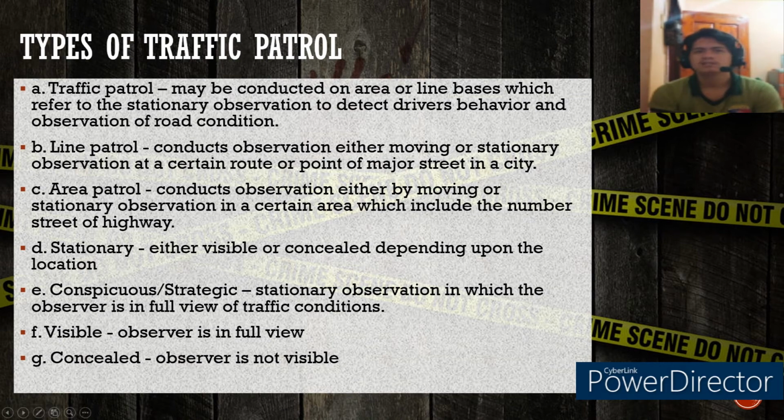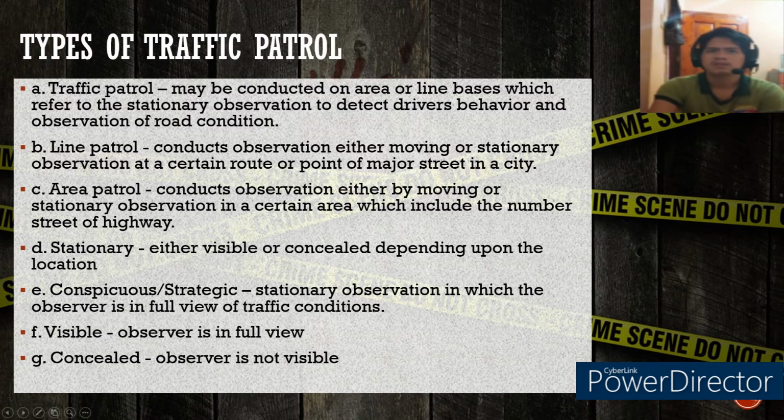Line patrol. Line patrol conducts observation, either moving or stationary, at a certain route or point of a major street in a city. Line patrol's main area of responsibility is a single major street. Thus, they will just stand by there for a few hours before moving to another place on the same street.